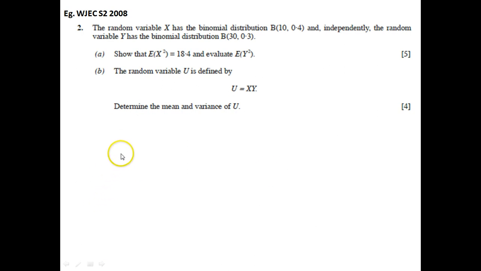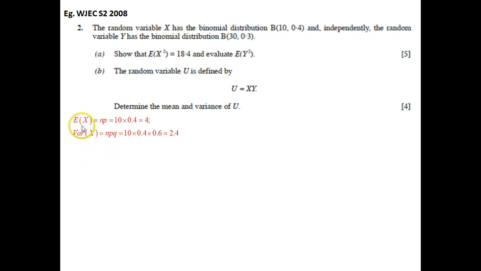One more, a binomial distribution using a formula, a combination. The binomial x has a distribution where n is 10, and p is 0.4, and y independently, again we need that word in, has the binomial distribution, n is 30, p is 0.3. Show that E of x squared, like the last one, is 18.4. Evaluate E of y squared, and then we've got a multiple of xy. Work out the mean and variance of those.